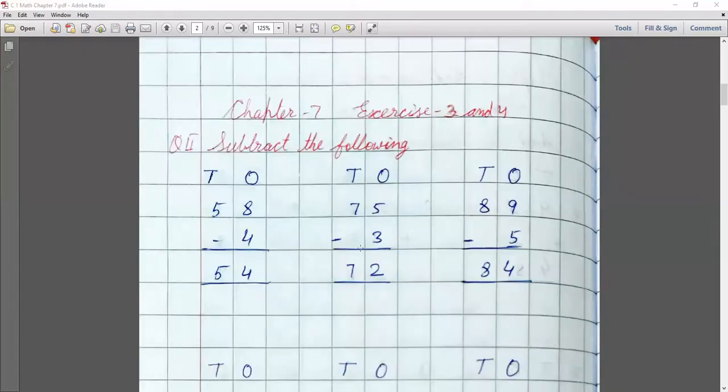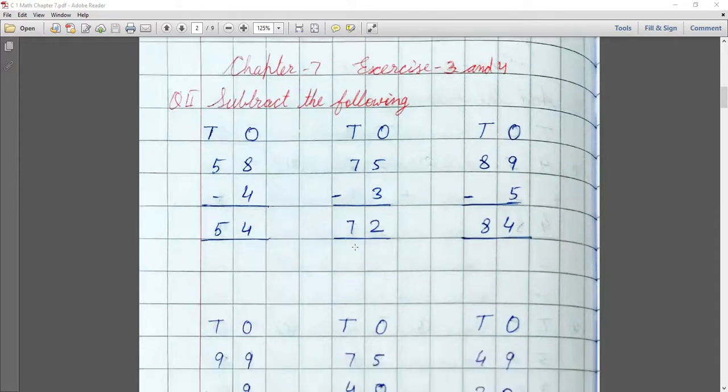Again, you should open a new page and in your first line, you should write chapter number 7, exercise number 3 and 8. Okay, so the first question is subtract the following. Then how should you write? Like this. Tens and ones. First of all, we start from one side. So 8 minus 4. Take your 8 fingers and put down your 4 fingers. What is the answer? The answer is 4. That's why we write 4 here.